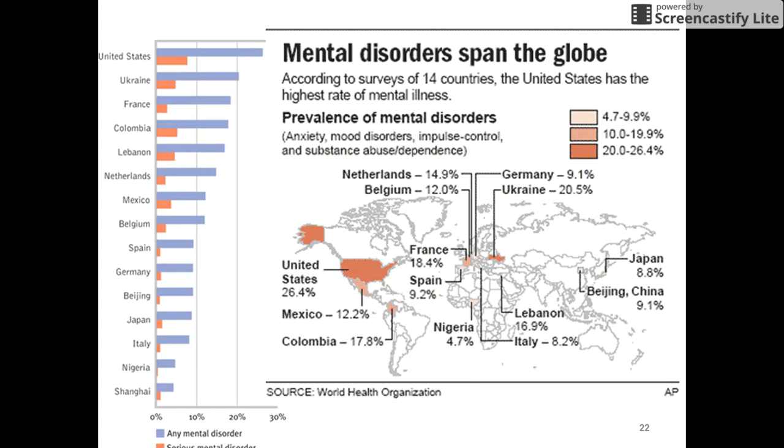They looked at 14 different countries, including the United States, and the rates of the disorders around the world. In the United States, you can see that for any mental disorder, we have the highest rate of mental illness. Ukraine is right below us, then France, Colombia, Lebanon, and so forth. It talks about the rates of the different disorders.